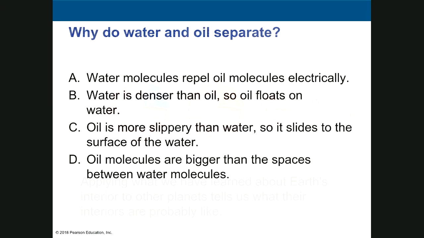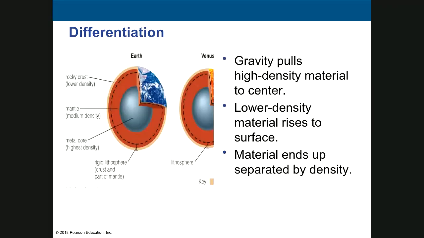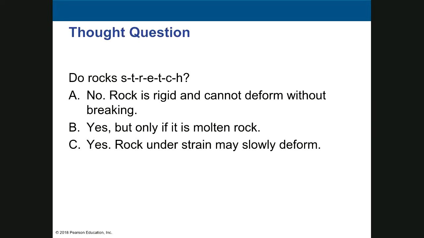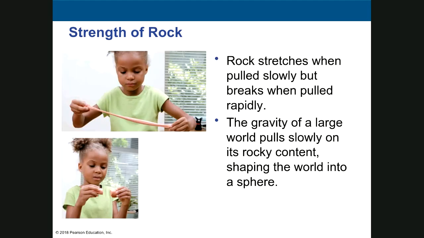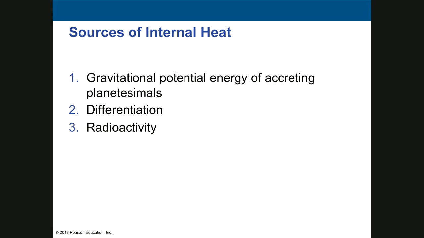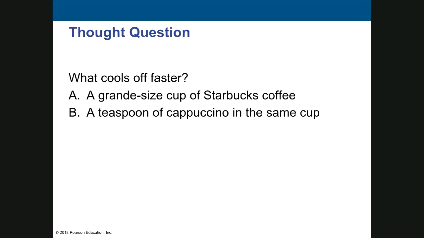So again, keep in mind, we're just reviewing. We talked about different density layers and things like that. Another thing we talked about was the ability for rocks to stretch and be quite malleable, under certain conditions. So rocks aren't as rigid as you think they are. We talked about the convection cycle, the heat cycle inside the planet, and sources of heat over time.